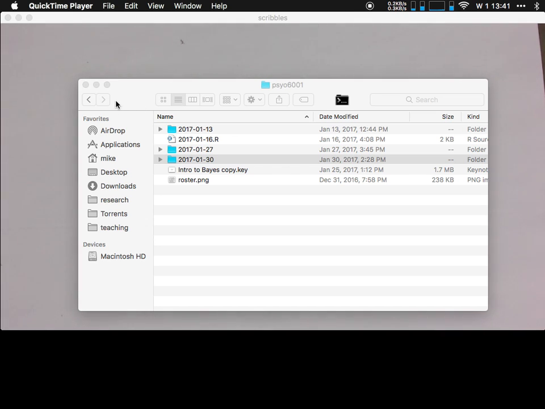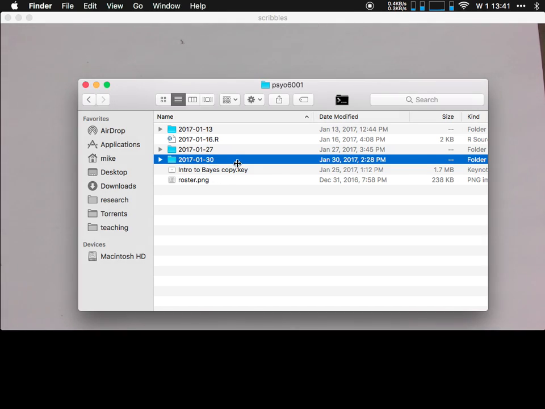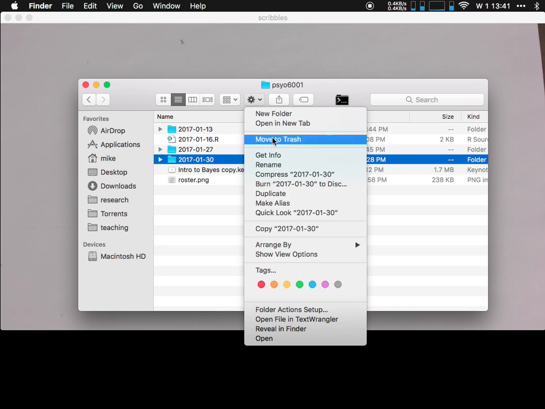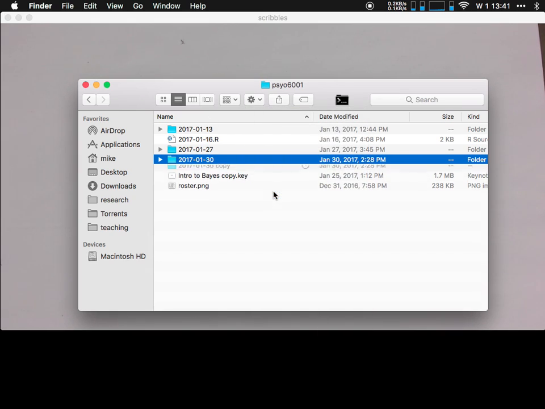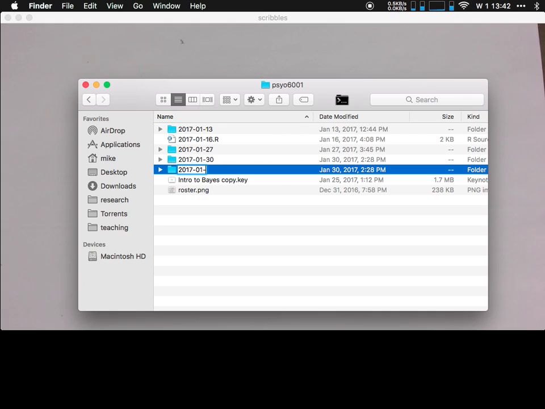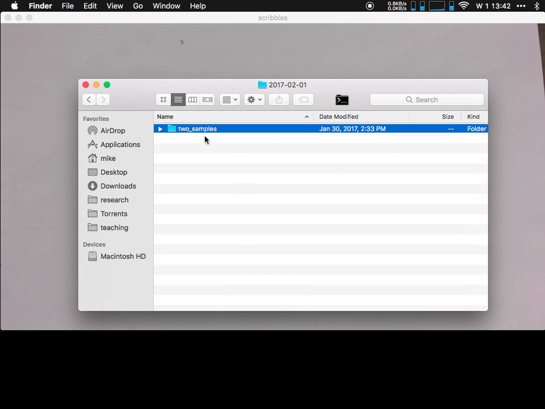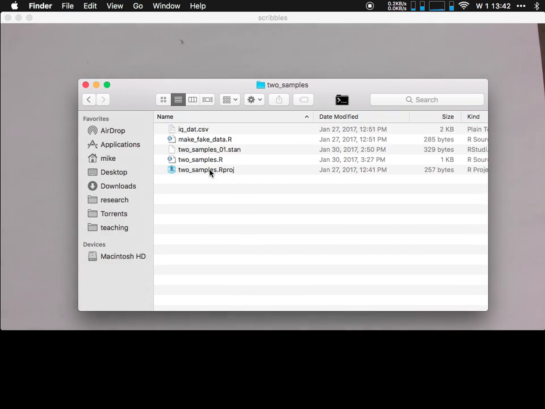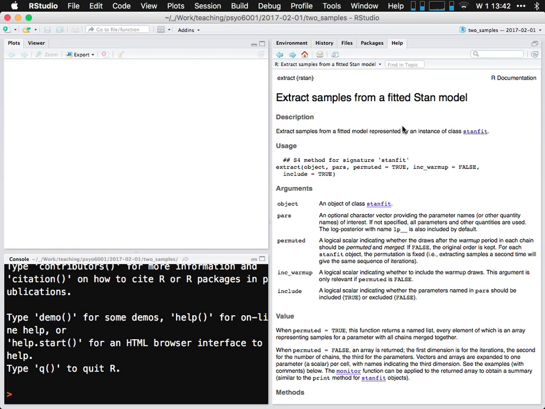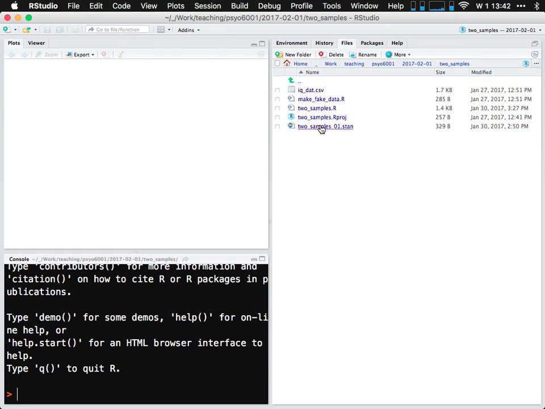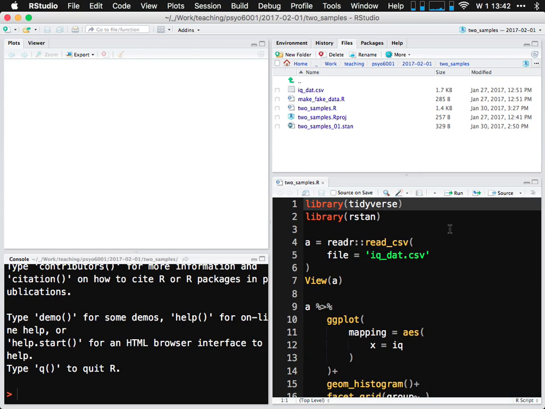Recording is going. So I'm going to copy the folder from the other day. Duplicate. Give it today's date. And go in here and I'll get rid of one sample because we're done with that. I'll open up the two samples project. Files, and I'll open up the two sample script we had.